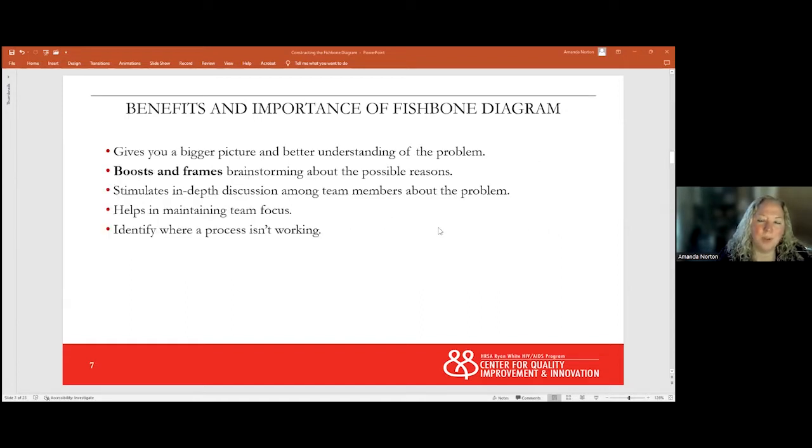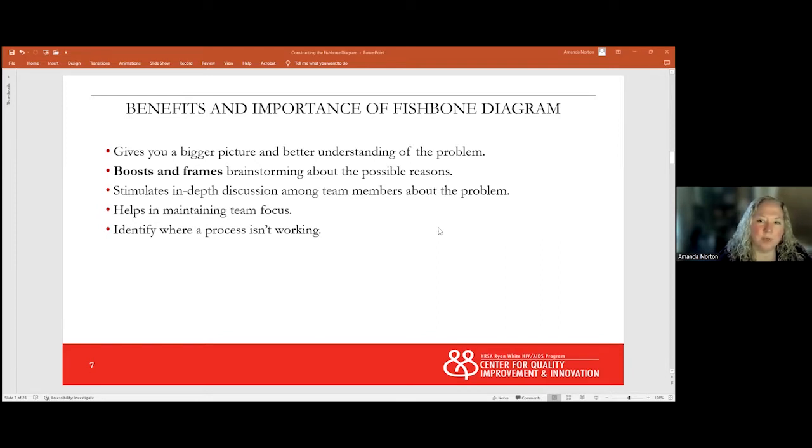It also gives you a bigger picture. Sometimes what we see as a problem is not really, like, we haven't gotten to the root cause of the problem yet. It's a symptom of the problem, but it's not the actual problem. So it does help you understand the problem's bigger. It really facilitates brainstorming. It boosts and frames the way that you do some brainstorming.